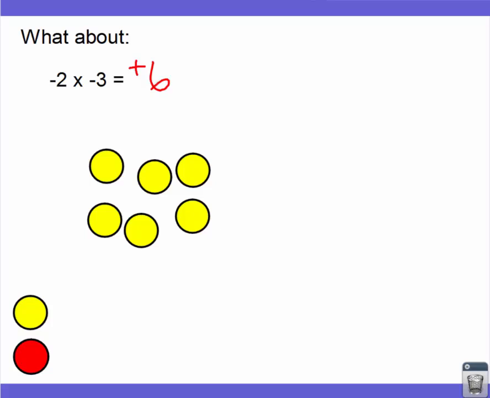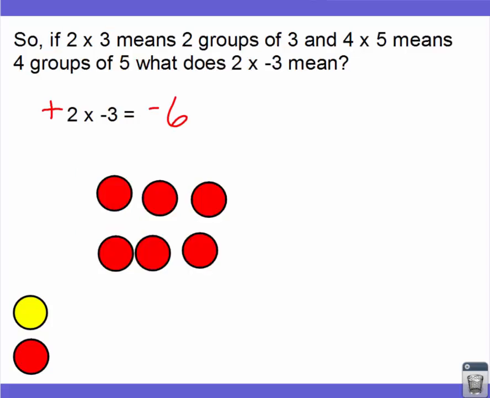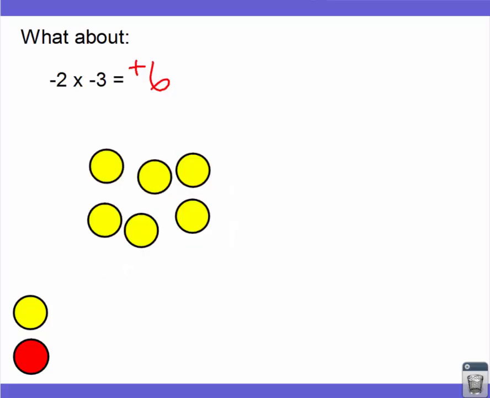So when we look at the 4 problems that we've done, we did a positive times a positive, gave us a positive. A positive times a negative gave us a negative. A negative times a positive gave us a negative. And a negative times a negative gave us a positive.